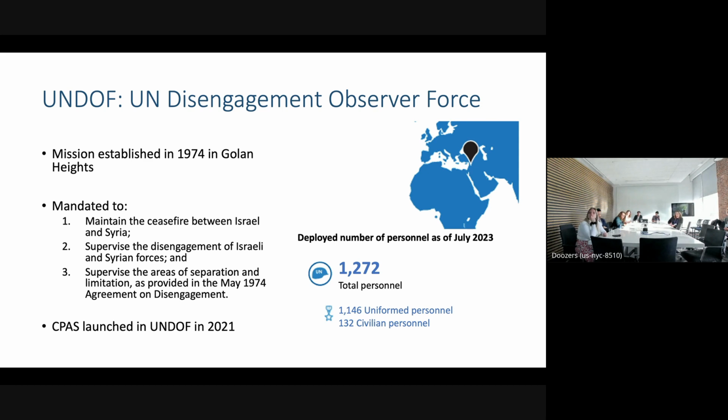So UNDOF, as Kim already mentioned, is located in Golan Heights between Israel and Syria, and is one of the oldest UN peacekeeping missions. We often refer to it as a traditional peacekeeping mission. As you'll see on the slide there, it is a lot smaller than MONUSCO, with only about 1,200 people deployed, and has a very specific mandate. CPAS launched in UNDOF in 2021 and the mission has successfully adapted the system to its particular needs and context.